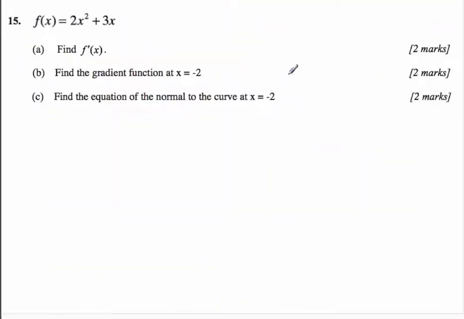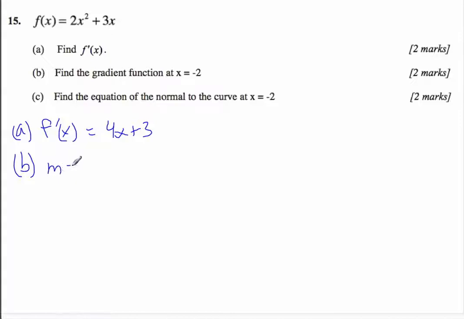Okay, next looks like we have a calculus question. So the first one is not too bad. Just find the derivative. You get 4x plus 3. Part B, find the gradient at x equals negative 2.